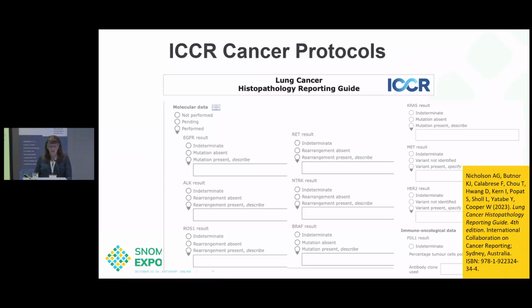So here is an example of a range of test results that you might see on a lung cancer histopathology report. This one's from the International Collaboration on Cancer Reporting, or ICCR, and it's their ICCR lung cancer protocol. As you can see, it's got a bunch of molecular tests that look for variants in a range of relevant genes, including EGFR, ALK, ROS1, BRAF, MET, and HER2. And it also has an immunohistochemistry result down here, which looks at the PD-L1 protein.